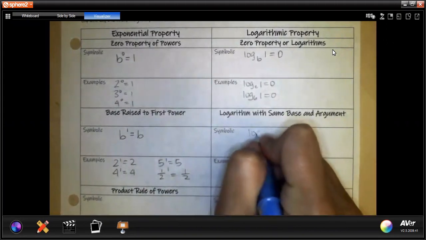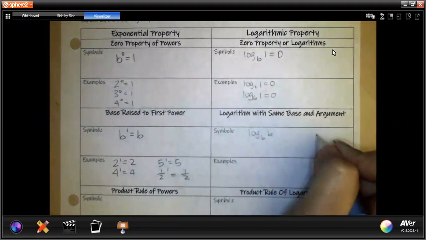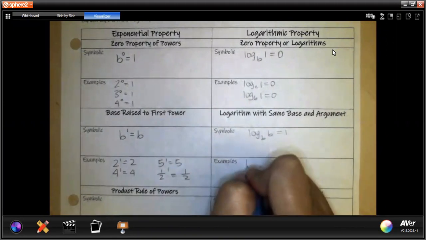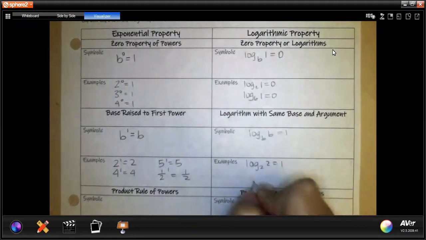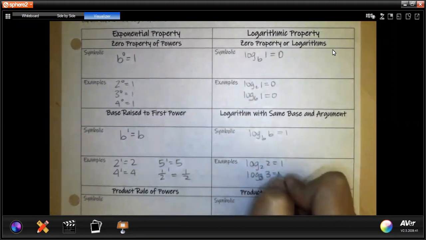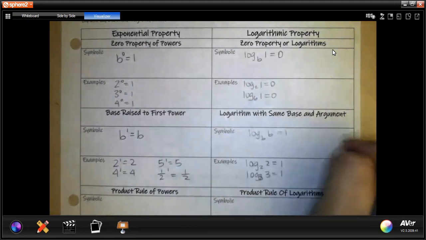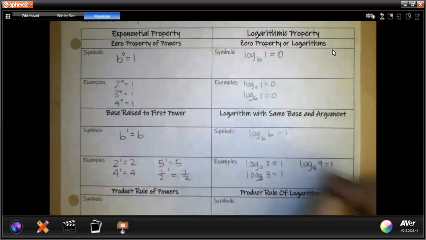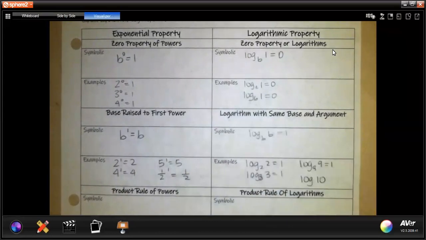So if we've got a log with a base of b that has an argument of b, it is going to be equal to 1. So log base 2 of 2 is equal to 1. Log base 3 of 3 is equal to 1. Log base 9 of 9 is equal to 1. The common log of 10 would be equal to 1, because remember, if it does not have a number written there, it is a base of 10. And so log base 10 of 10 is also 1.